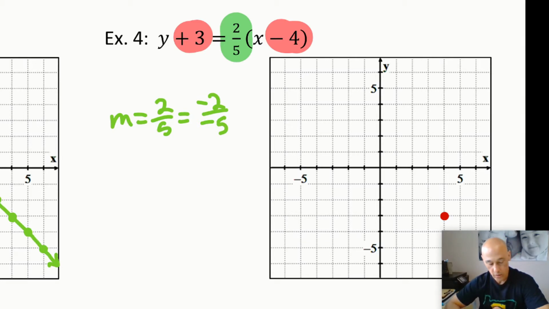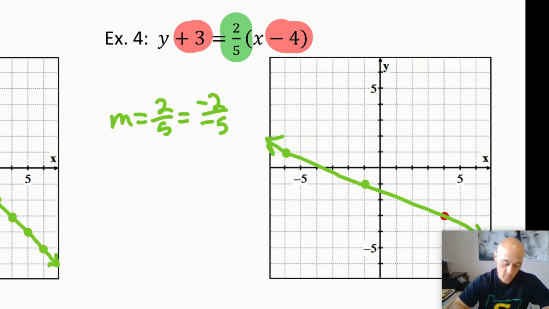I can't go up 2 and to the right 5 from my red point there. It would take me off the graph. So I go up 2 and to the left 5. And I can connect those with a line like that.